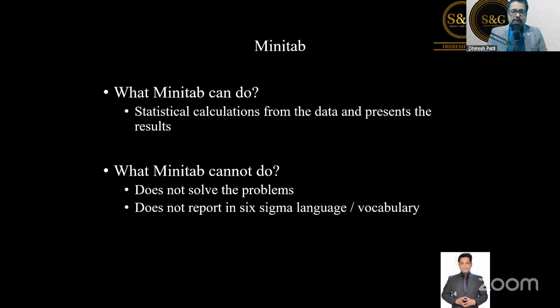What it cannot do is solve the problem for you. You should know which tool to be used when. Minitab will not tell you, and it does not report in the vocabulary of Lean Six Sigma. For example, it will say p value 0.004, but it will never explain to you that if the p value in the normal distribution is 0.004, that means less than 0.05, which means it is a non-normal distribution. That is the language which you will understand, but Minitab will not tell you. That you need to figure out.